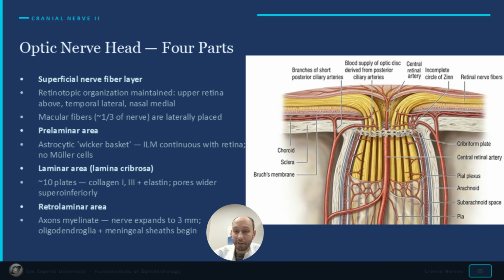Now, if we look at the circulation of the optic nerve, we see that the intraocular portion is mostly supplied by the ophthalmic artery, and when you are at the level of the cribriform plate, you start seeing collateral circulation from the short posterior ciliary arteries as well. Once we go past the cribriform plate, the nerve becomes myelinated.